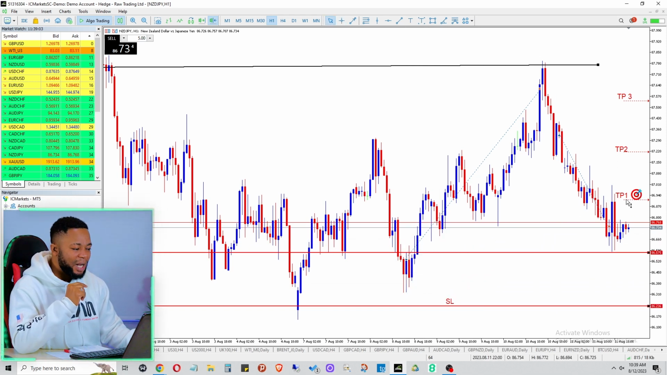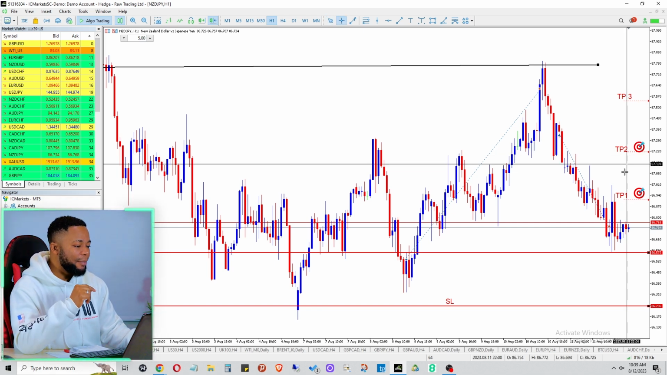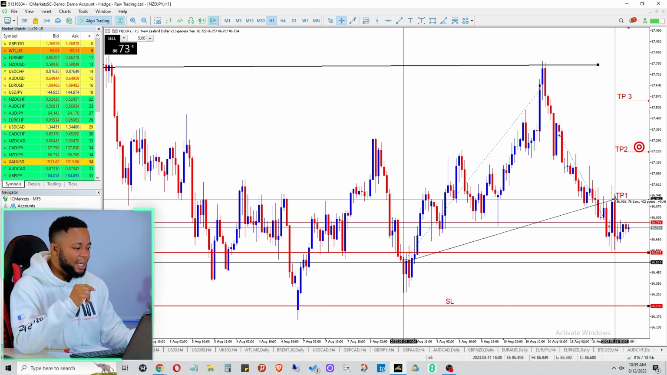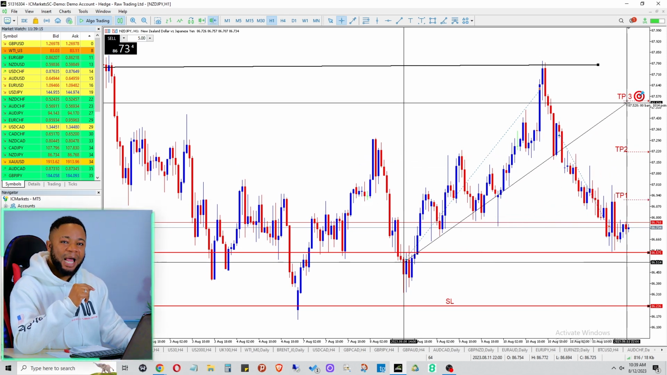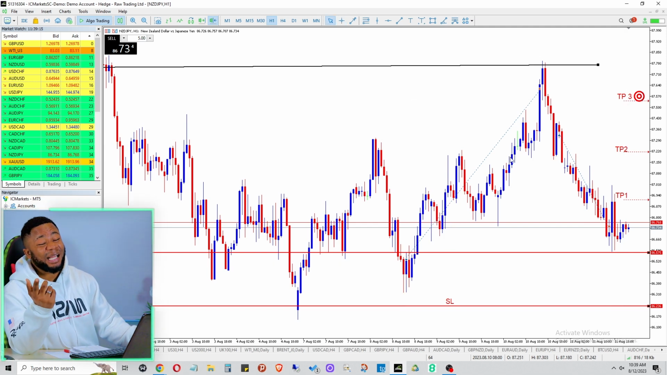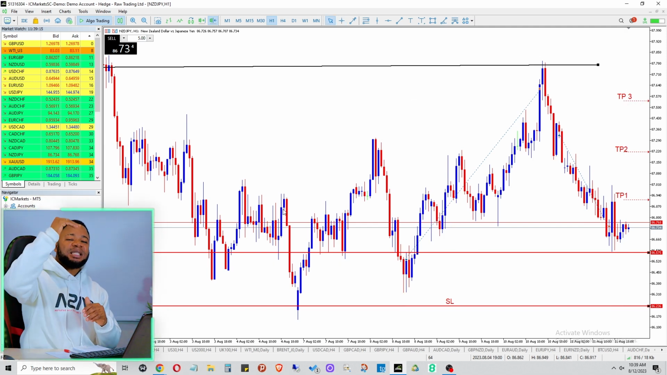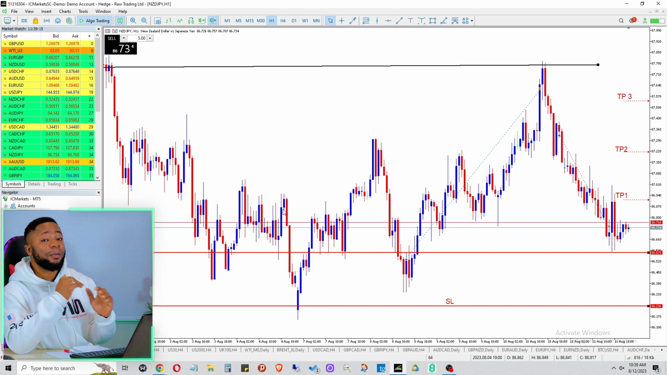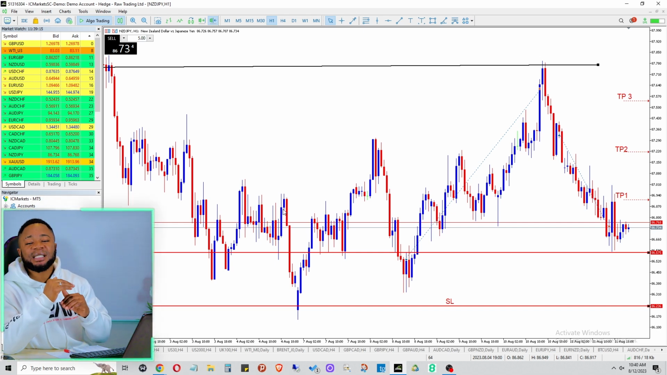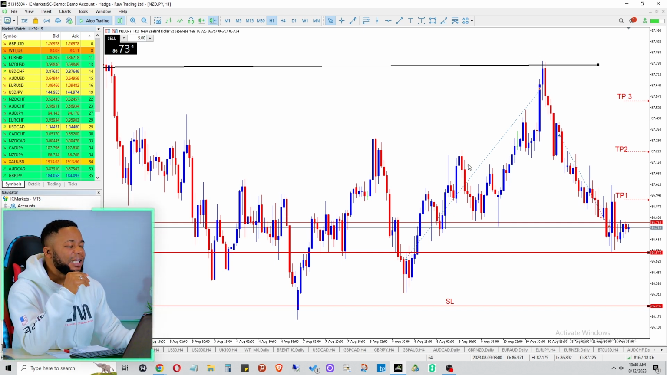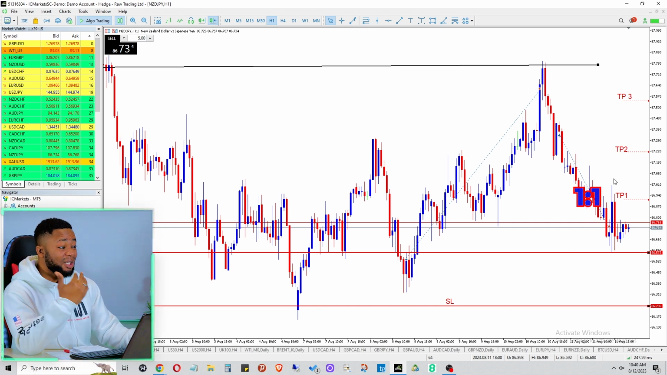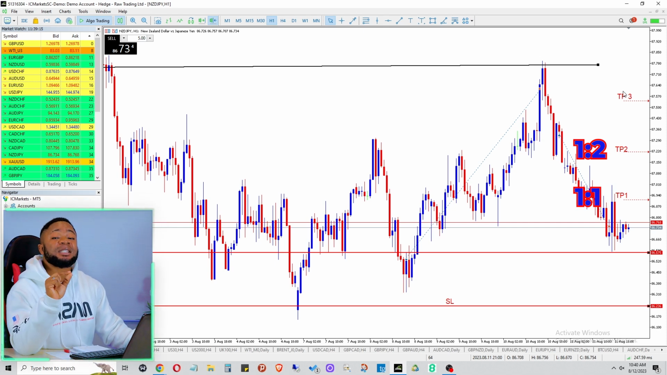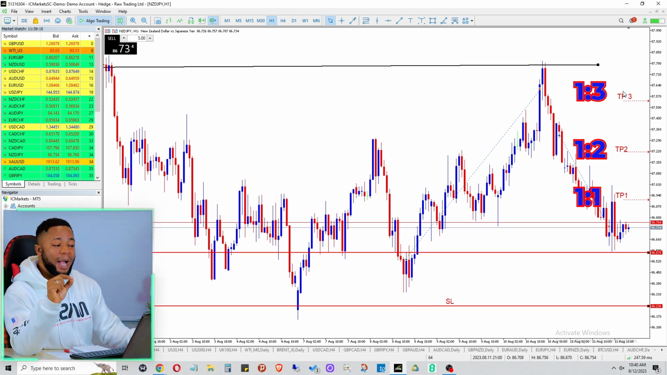My first TP, you can see we have TP1, TP2, and TP3. My first TP was at plus 30 pips. If I measure from here, you can see that is almost about 30 pips. My second TP was almost about 60 pips, and my last TP was almost about 100 pips. So every TP had a distance of about 30 pips from the previous TP, which was the same distance as my stop loss. So the first TP was just a risk to reward of 1:1. My second TP was just a risk to reward of 1:2, and my third TP was just a risk to reward of 1:3.